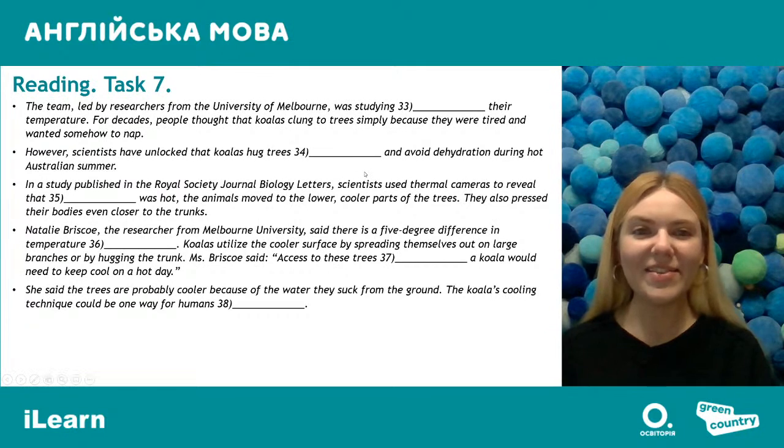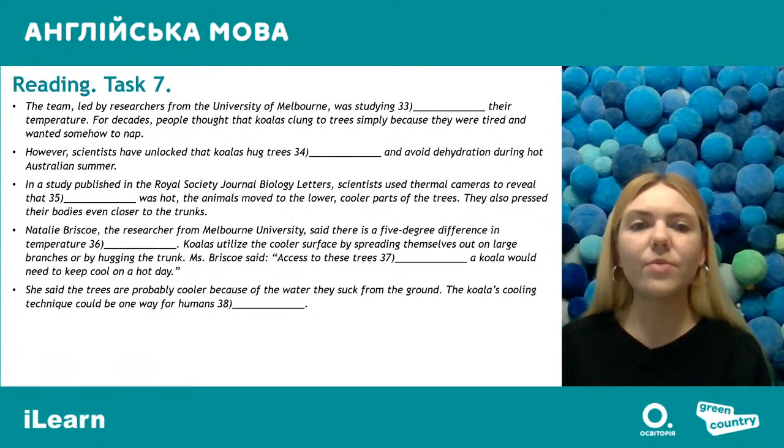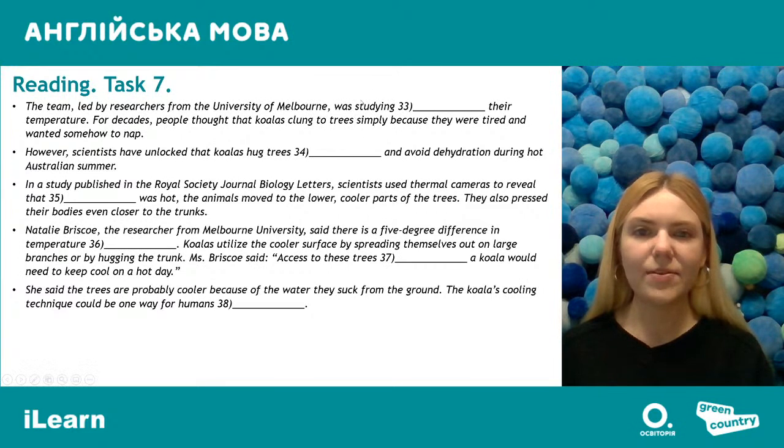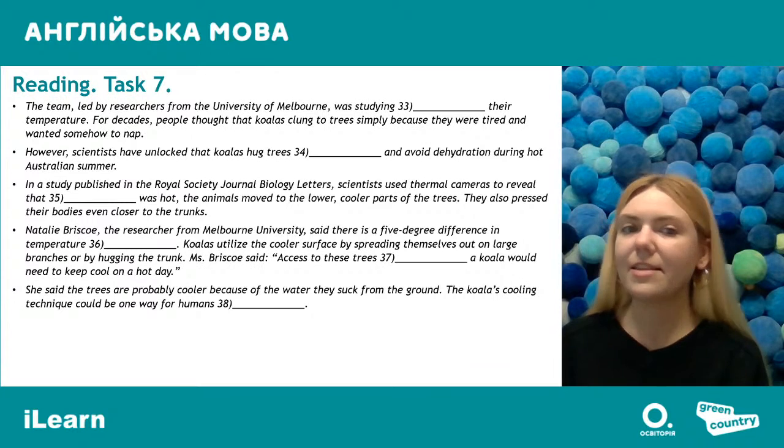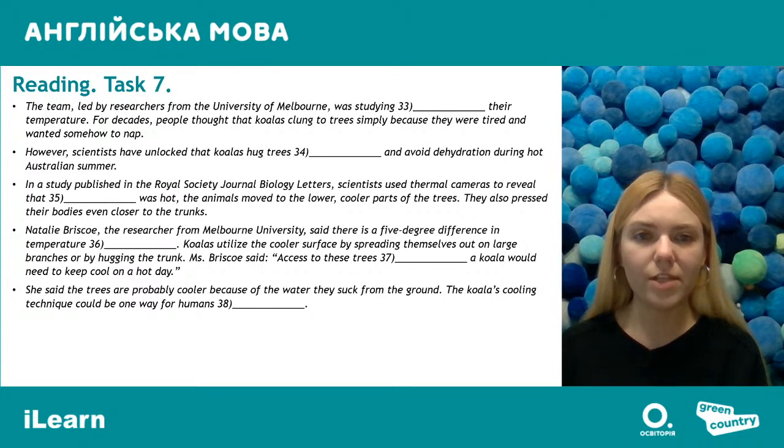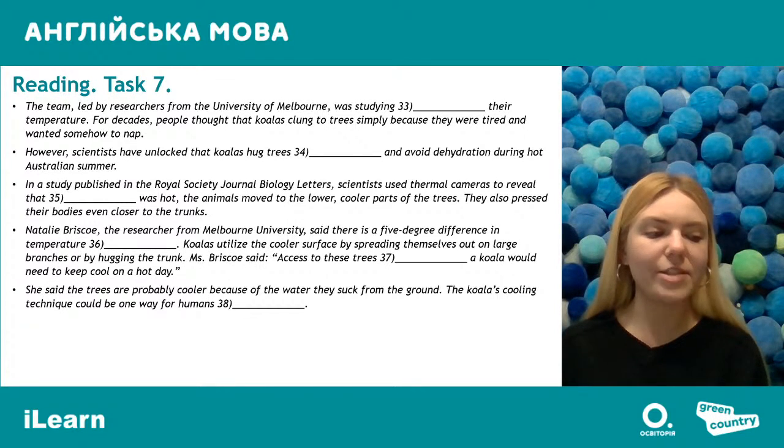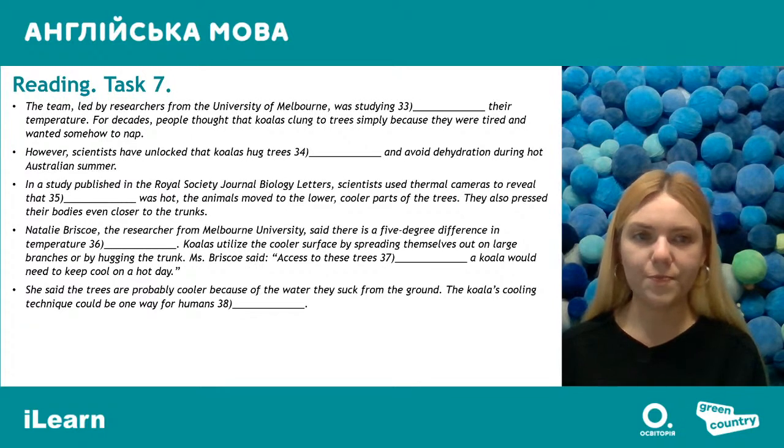So, in 33, we will need to tell maybe what they were studying. Yeah, so we see that the team was studying, and then maybe we need to state the topic. So it can be a noun, yes, or also it can be a relative pronoun. So we can say the team was studying what, where, why, how.